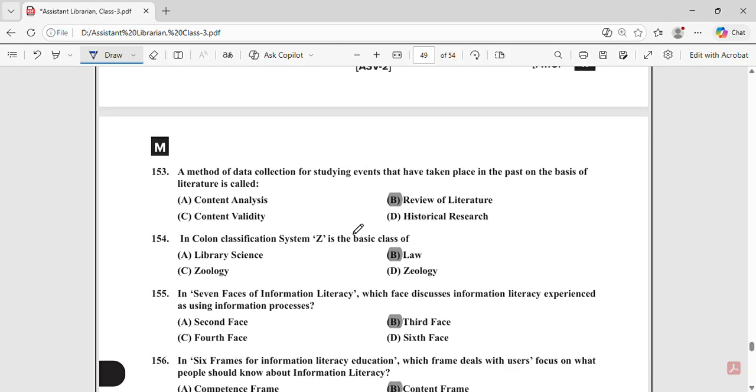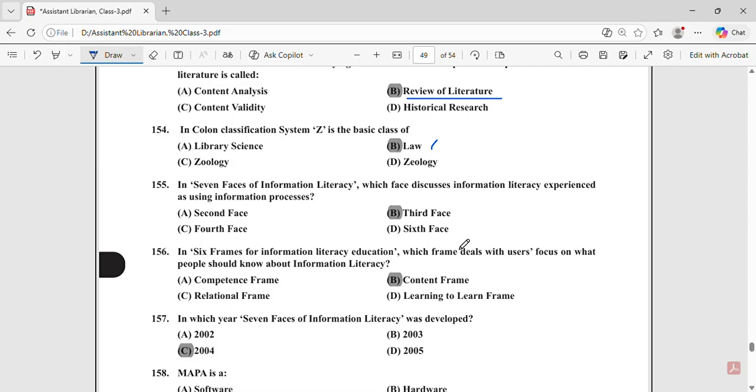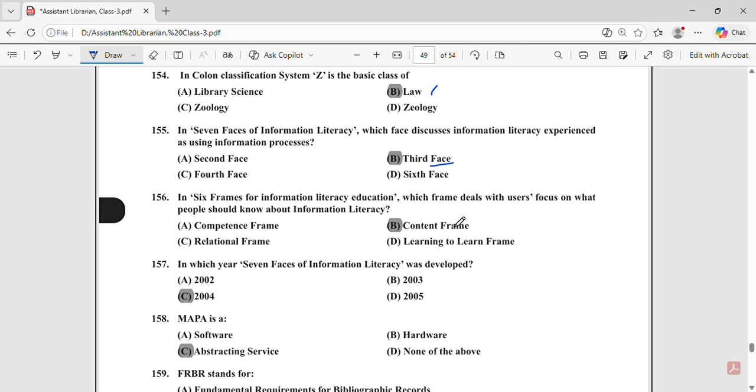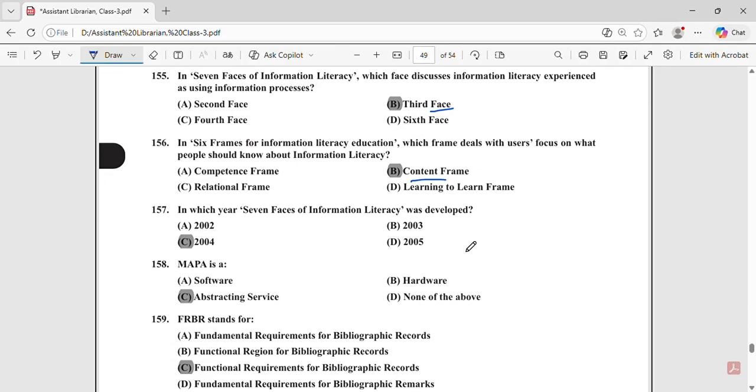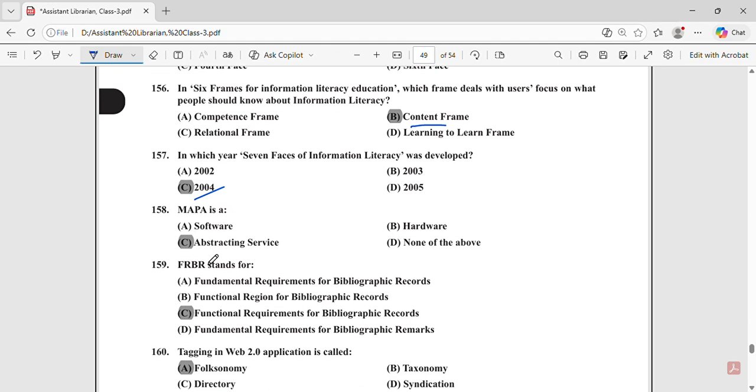In the spiral of scientific method, the first quadrant is called empirical laws. A method of data collection for studying events that have taken place in the past on the basis of literature is called the review of literature. In CC, Z is the basic class of the law. In 7 phases of information literacy, which phase discusses information literacy experience and using information process? Third phase. In 6 frames for information literacy education, which frame deals with the users' focus on what people should know about information literacy? Content frame.